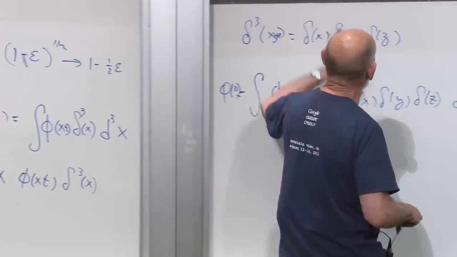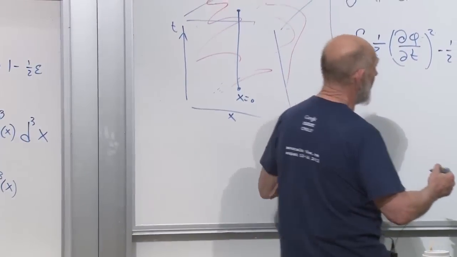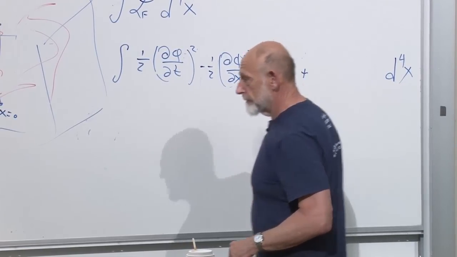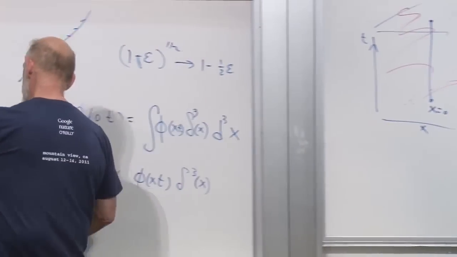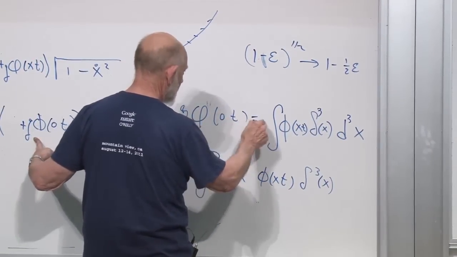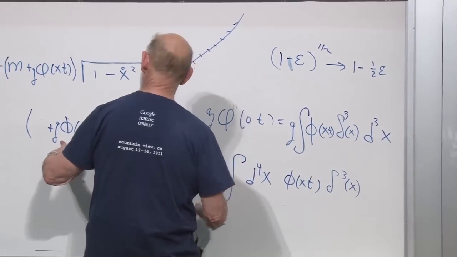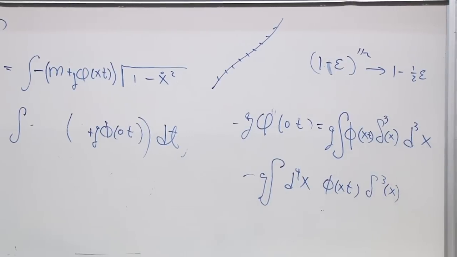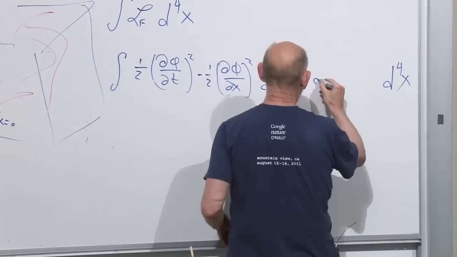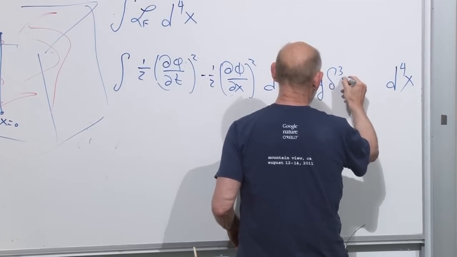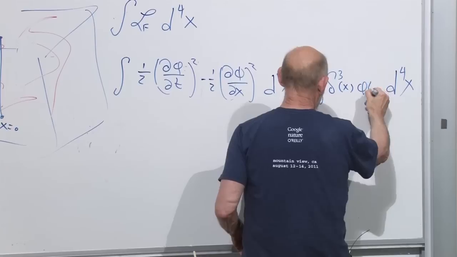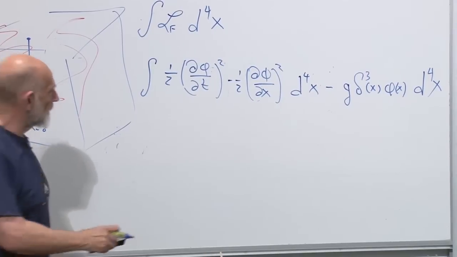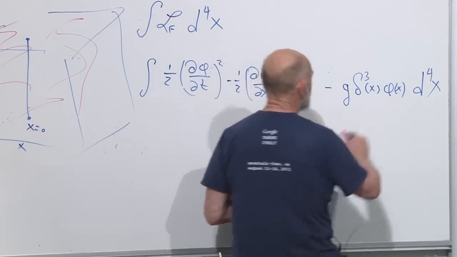Well, I just want to do it because I would like to add here, plus... I missed something, I missed a G. Minus G delta cubed of x phi of x. And now the whole thing is just one big integral over all space and all time. Here it is.